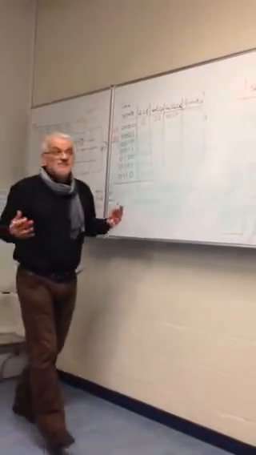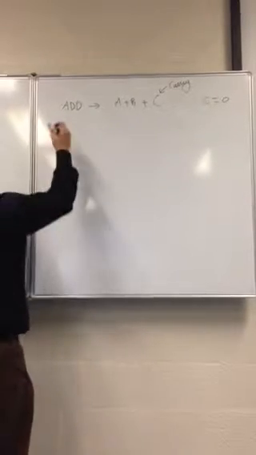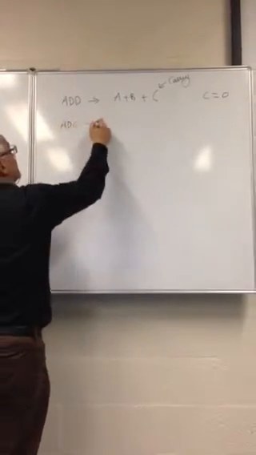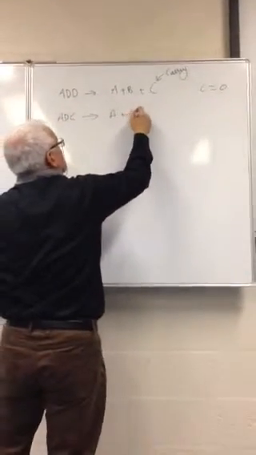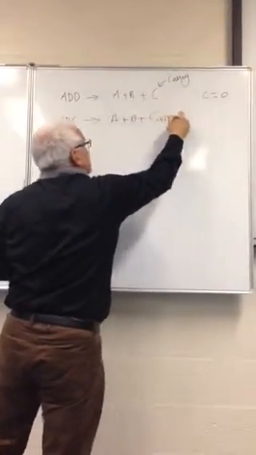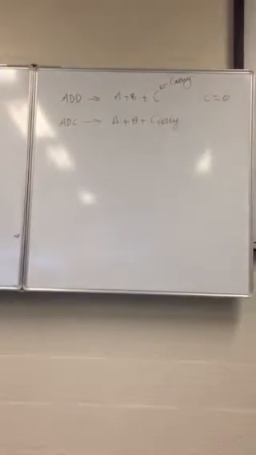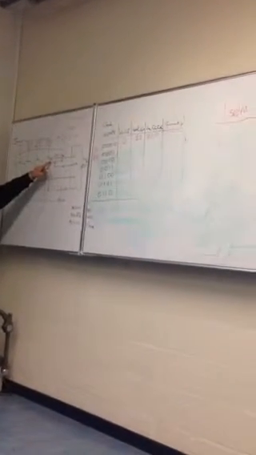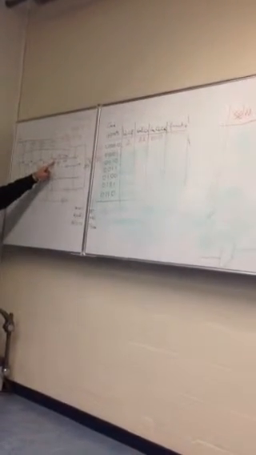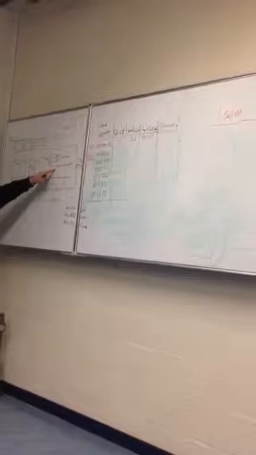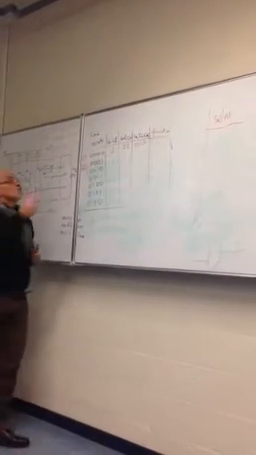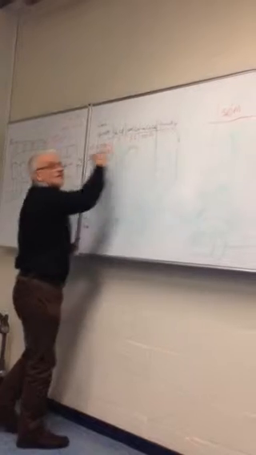So, add carry means, in fact, ABC means A plus B plus carry. So this means that I should put the carry there, isn't it? So, how can I put the carry there? By making this one 0, 1. So this should be 0, 1.